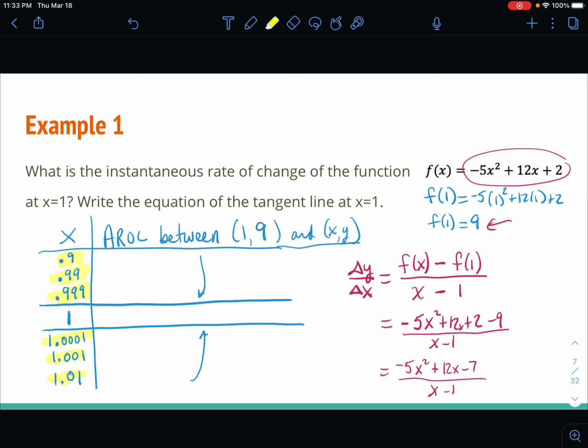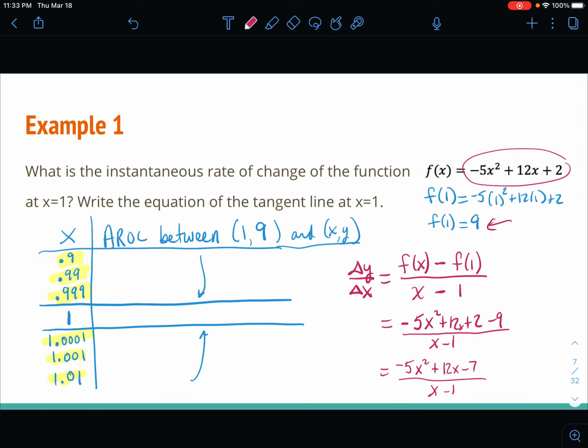Now, notice you can't plug in 1. What happens when we plug 1 in here? We divide by 0, that's undefined. So we're not allowed to do that. So what we need to do is look for some pattern to lead us to what the slope is of that tangent line.